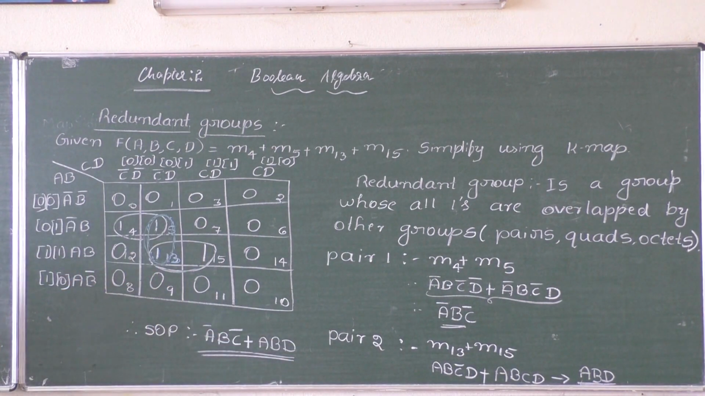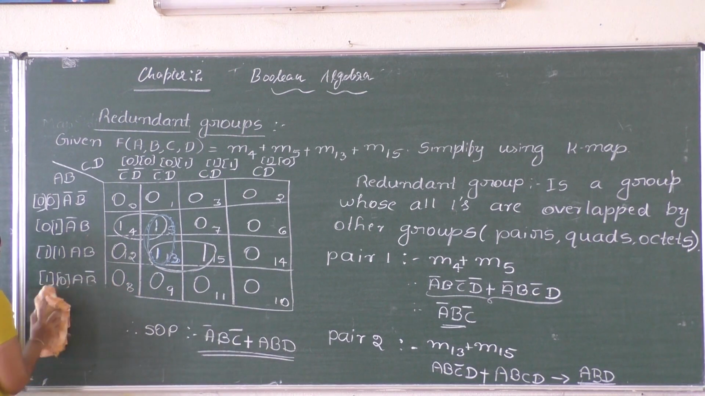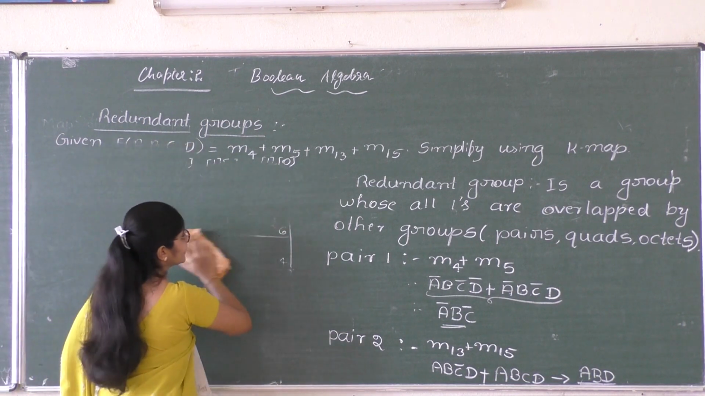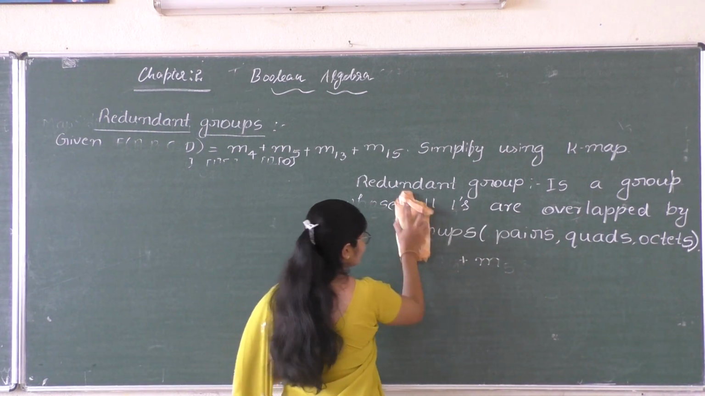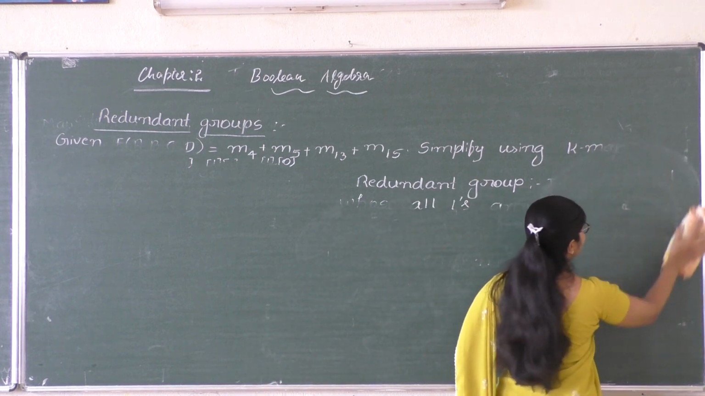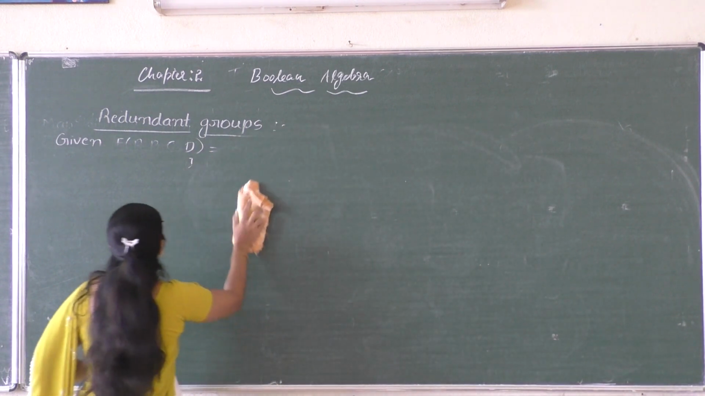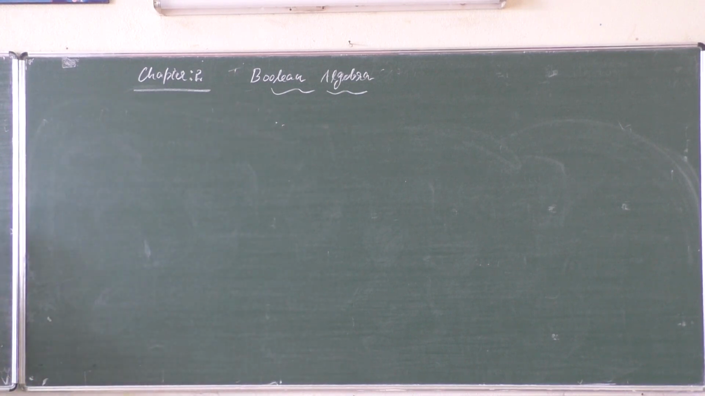So I hope you all understood this concept. A redundant group is a group whose ones are all overlapped by other groups. That may be a pair, quad or octet. So in K-map, till now we have studied map rolling, overlapping groups and redundant groups. In map rolling, opposite edge squares and corner squares are considered contiguous.